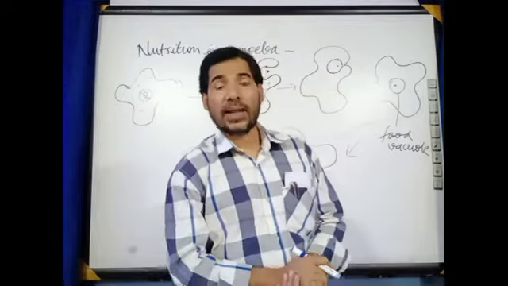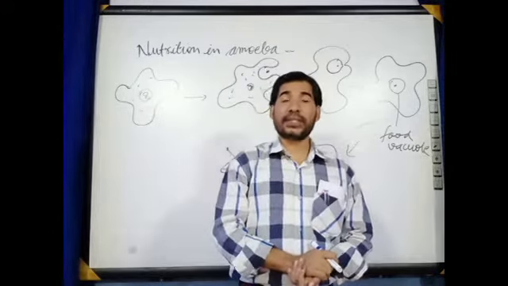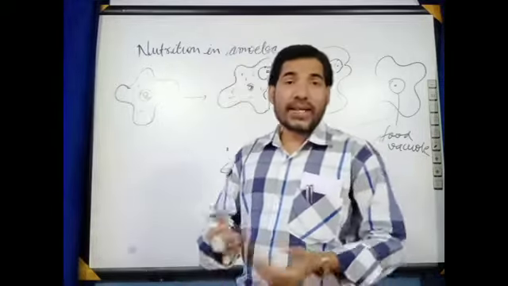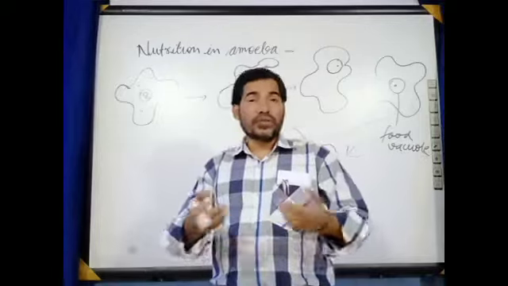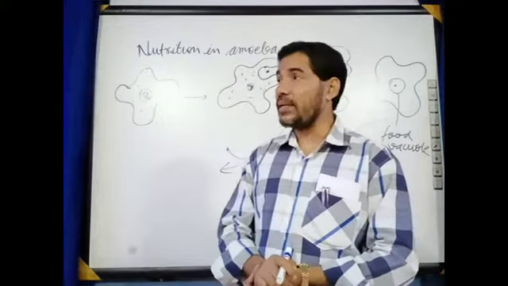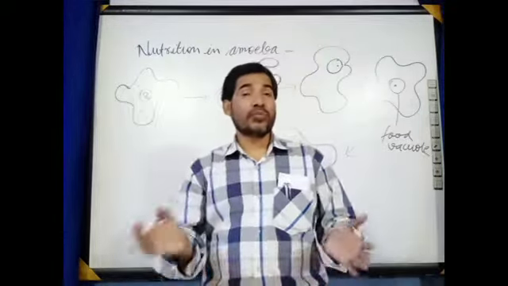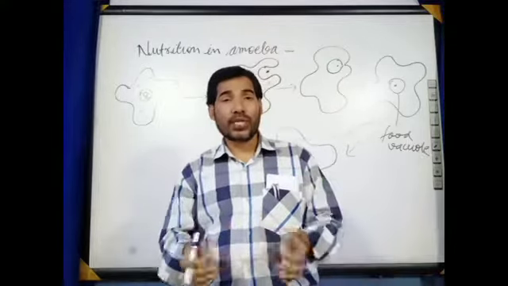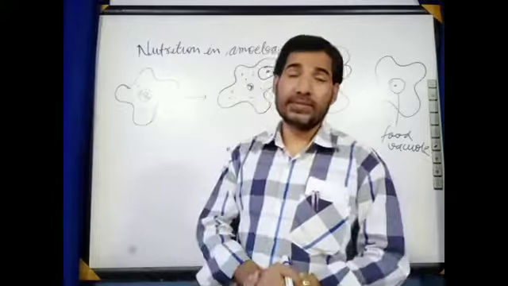After that, the last step is egestion. Let us discuss egestion. What is the process of egestion? Removal of undigested food material from the body to the outside is called egestion. And you should know, for the process of egestion in amoeba, there is no particular organ, and it also takes place through the general body surface.